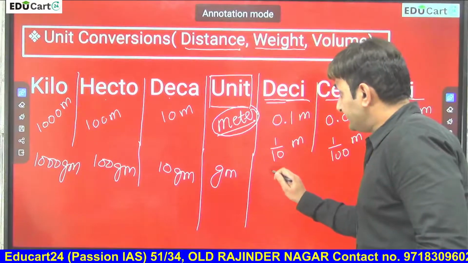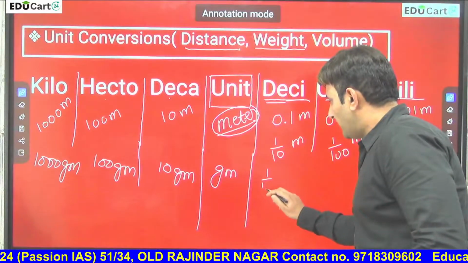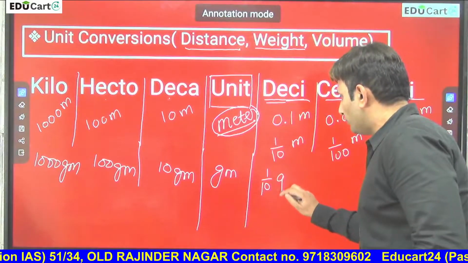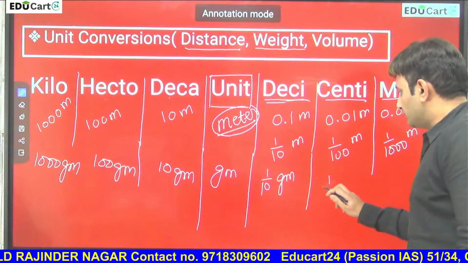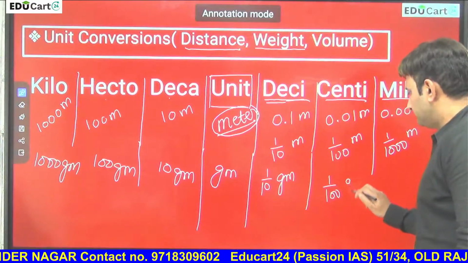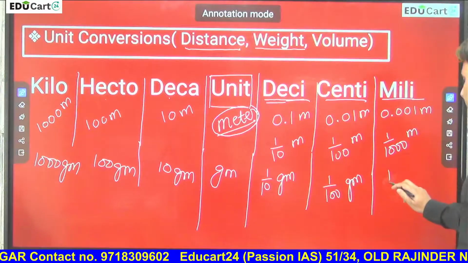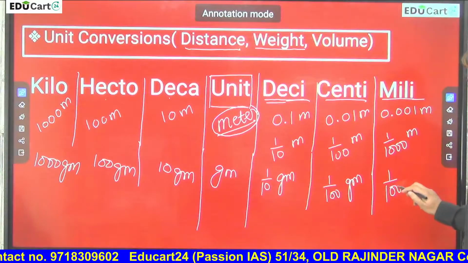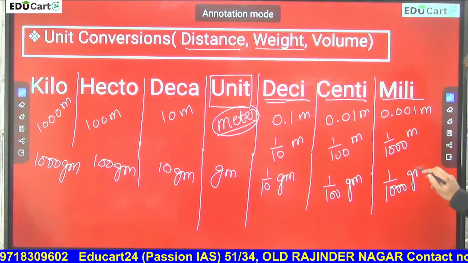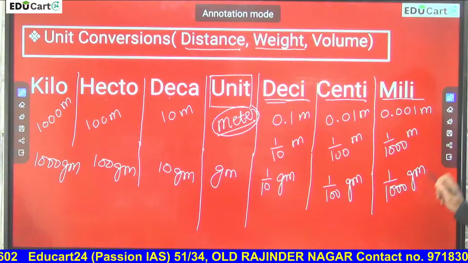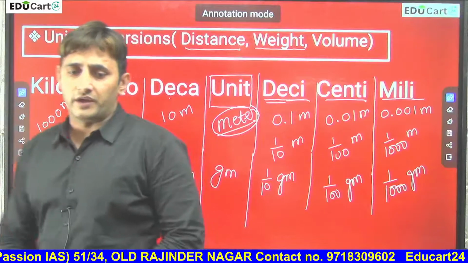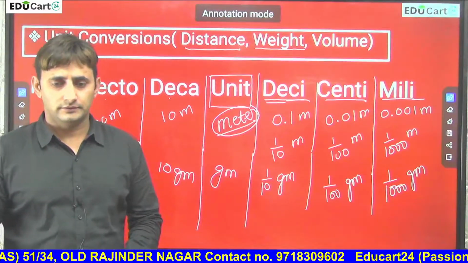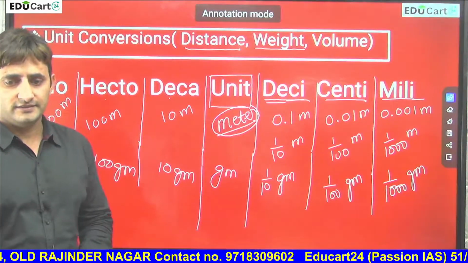Now 1 decigram means 10th part of the gram, 1/10 gram. 1 centigram means 100th part of the gram, and here this is 1000th part of the gram, or I can say 0.001 gram. In this way we can convert. Clear my dear?